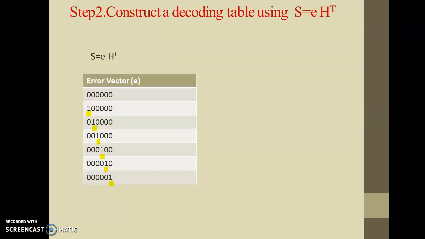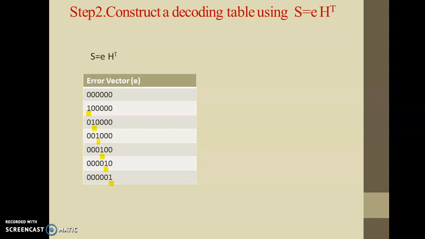Next is step 2, construct a decoding table. How are you going to construct this? S = E × H transpose. What is E? E is the error vector. Our error vector is a vector having n bits, and we write 1 at a particular bit position when the bit at that position is in error, and the remaining bits as 0.